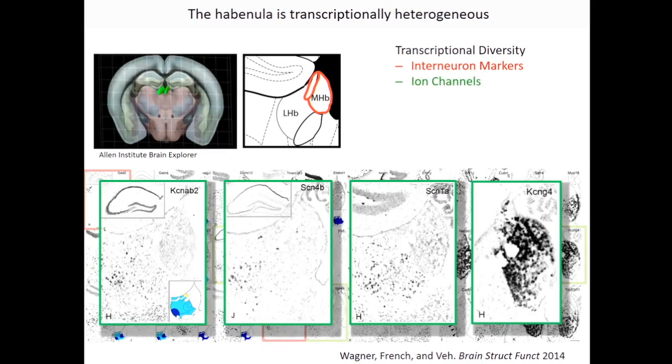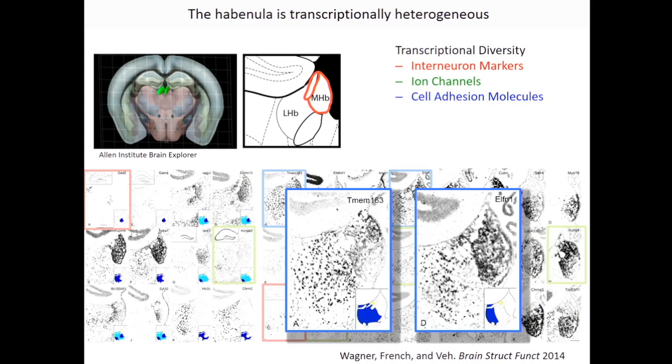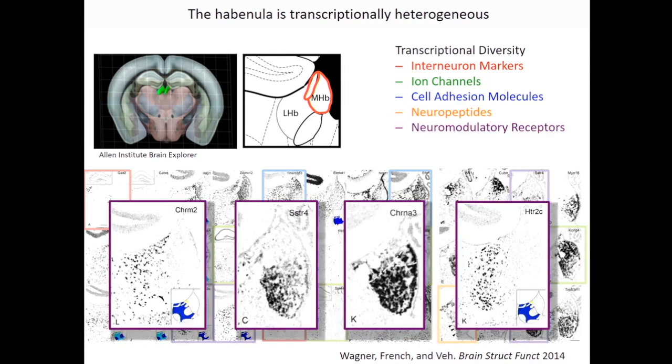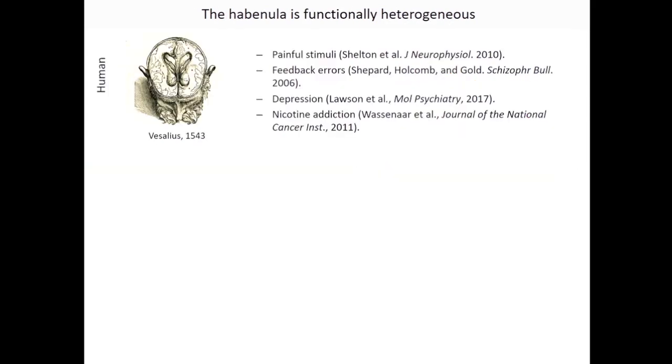So there are interneuron markers that are differentially expressed, ion channels that might control the intrinsic membrane properties, cell adhesion molecules, including my pet protein alpha-1, as well as a lot of neuropeptides and neuromodulatory receptors that are expressed in different subtypes and have been used to define some of the major subdivisions. There's a major dorsal and ventral subdivision of the medial habenula. So I was interested in this transcriptional heterogeneity that you see here, and I'm going to tell you a little bit about the functional heterogeneity that was also known in the literature.